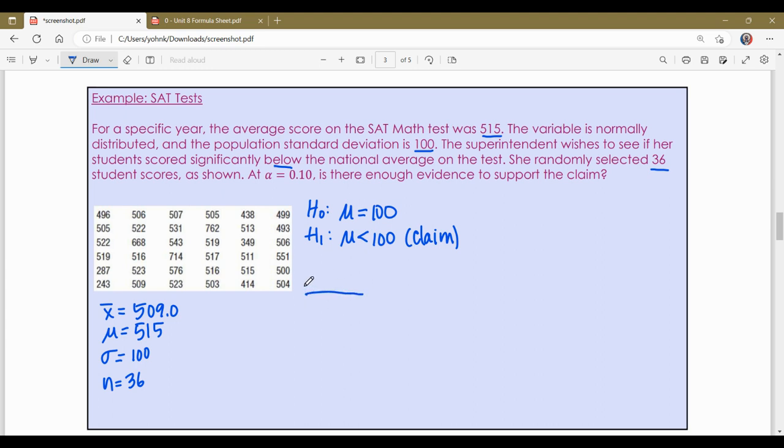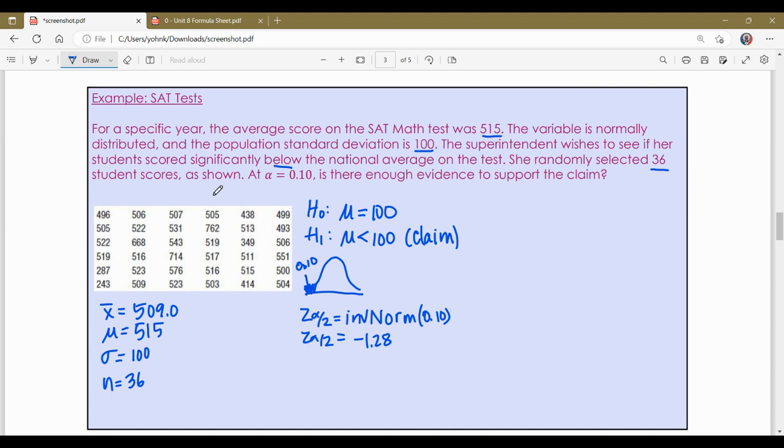Now I can draw a picture and find the critical value. Since my alternative hypothesis is less than 100, I'm going to shade less than 100. My alpha of 0.10 is going to go directly to that shaded critical region. I can now find my inverse norm of the value to the left, which in this case is 0.10. This gives me a critical value of negative, because it's to the left of the mean, 1.28. So that's the value that's going to separate the critical region from the non-critical region.